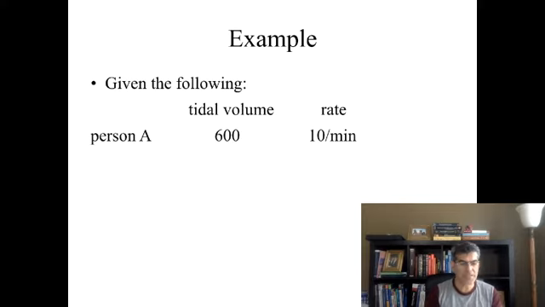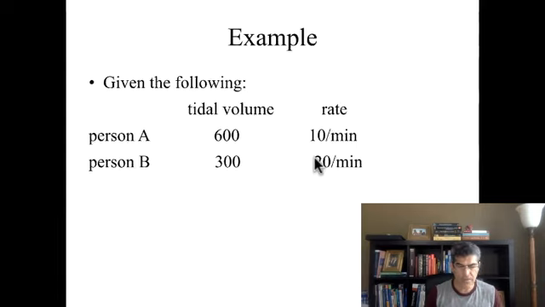Let's consider person A versus person B. Person A is going to breathe 600 ml of air every time, tidal volume, and he's going to breathe 10 times a minute. Person B is going to breathe 300 ml every time and breathe 20 times a minute. Both of them have a total ventilation of 6,000 because 600 times 10 is 6,000, and 300 times 20 is 6,000. But which of these two is breathing more efficiently, more effectively?